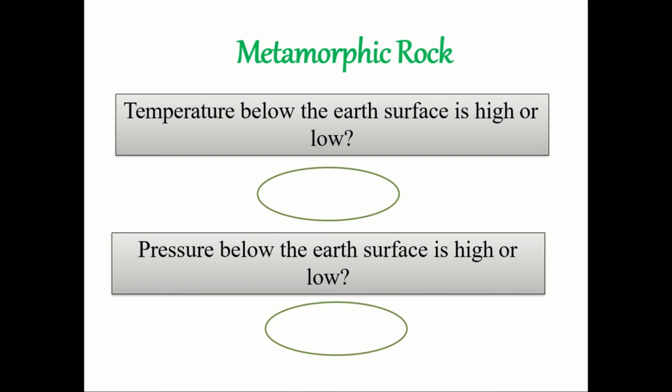So, we have here a question. Temperature below the Earth's surface is high or low? So, paano ba dapat ang temperature natin below the Earth's surface? High or low? The pressure below the Earth's surface, it should be high or low? So, the answer is high. Ayan. So, dapat mataas yung temperatura, no? Hindi mafo-form ang ating metamorphic rock kung hindi mataas ang temperatura below the Earth's surface. The pressure also must be high for it to metamorphosize.